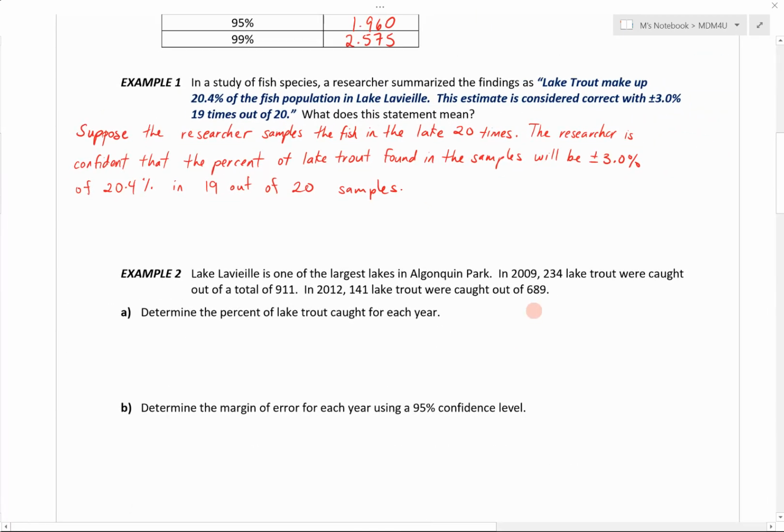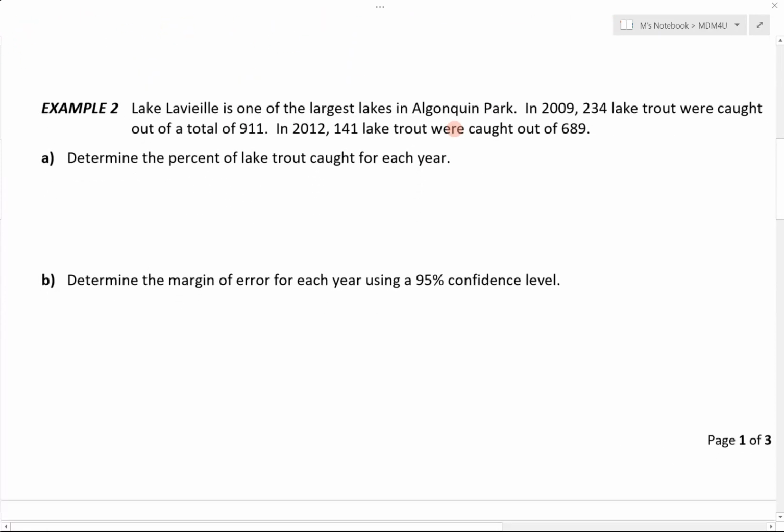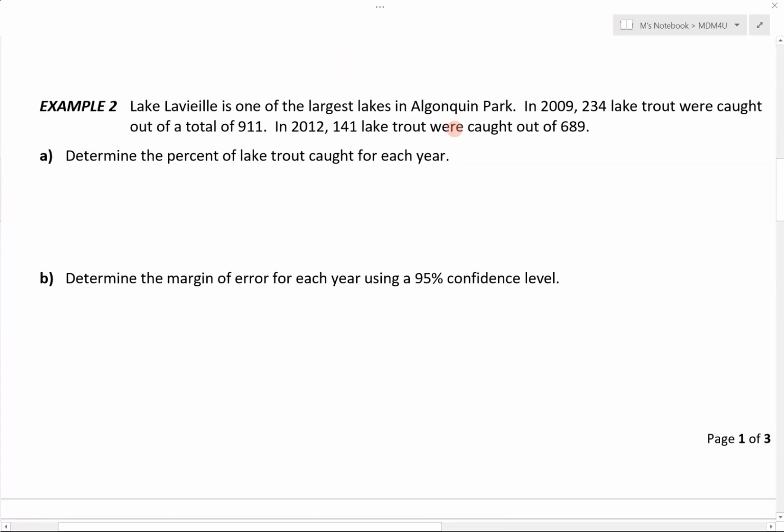Okay. Example 2. Lake Levi is one of the largest lakes in Algonquin Park. In 2009, 234 lake trout were caught out of a total of 911. In 2012, 141 lake trout were caught out of 689. Part A. Determine the percent of lake trout caught for each year.